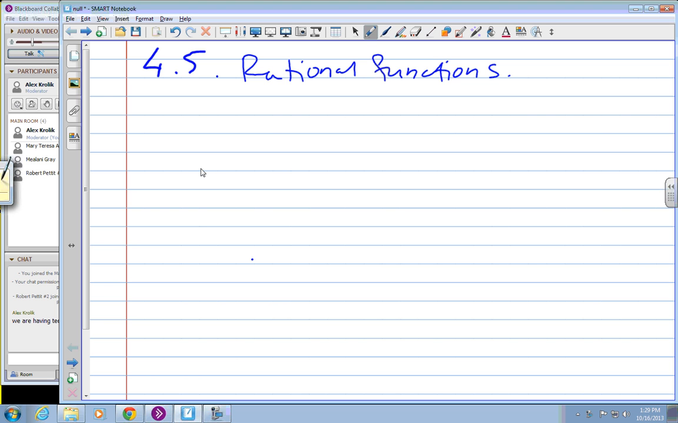Okay, so a definition is pretty straightforward. The definition of a rational function is a function of this form, f of x equals p of x over q of x. So it's a fraction where both p and q are polynomials. So you have a polynomial divided by a polynomial.